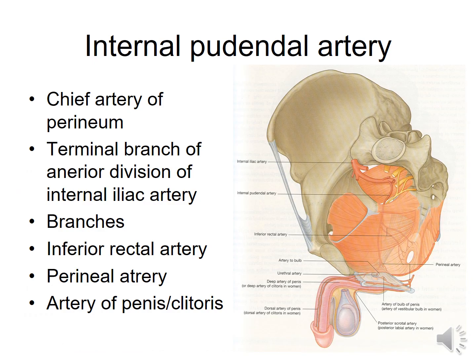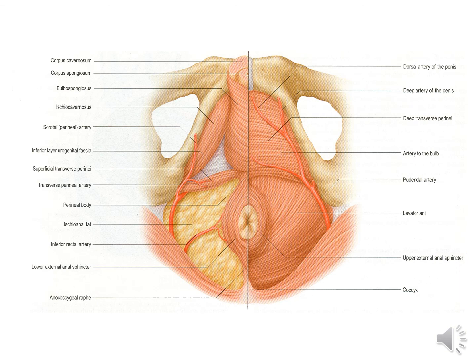The second content is the internal pudendal artery. It is a terminal branch of the anterior division of the internal iliac artery, and its named branches are similar to those of the nerve: inferior rectal artery, perineal artery, and artery of penis or clitoris. So these are the branches of the internal pudendal artery, where we can see the dorsal artery, deep artery, the artery to the bulb, and the inferior rectal artery on the left side.